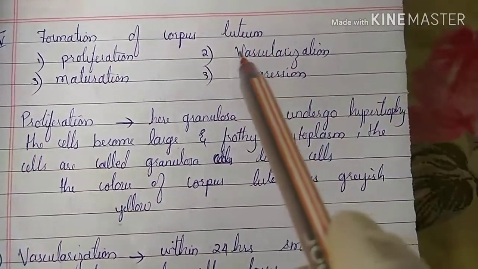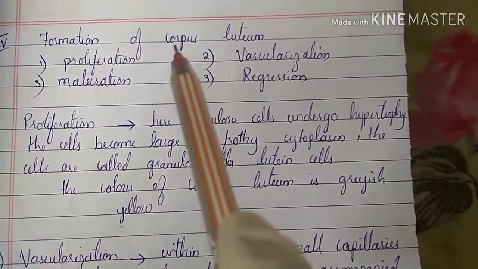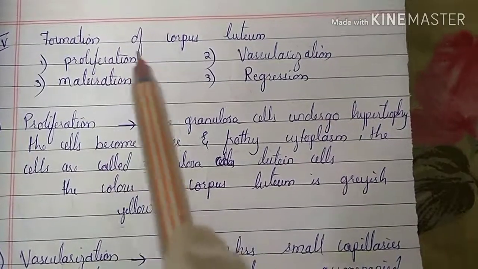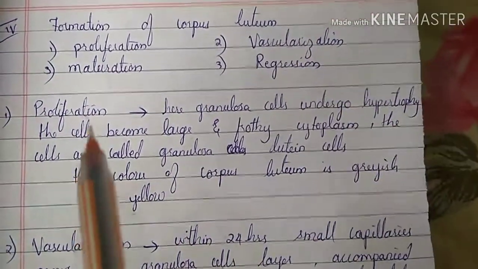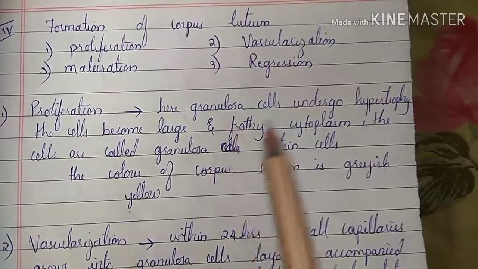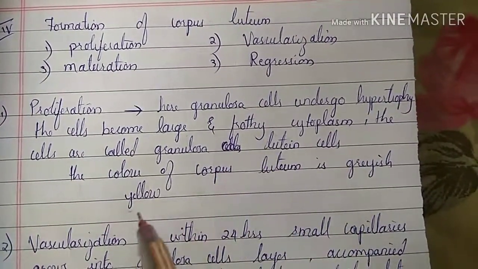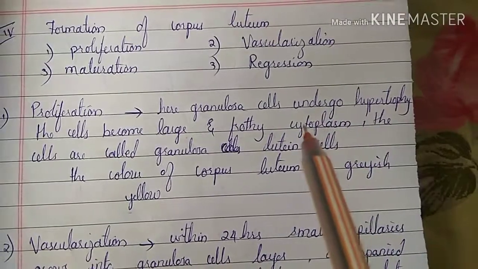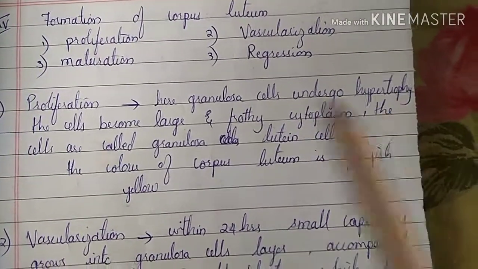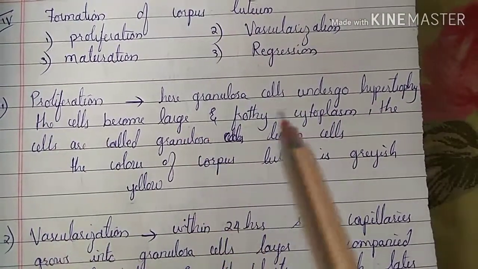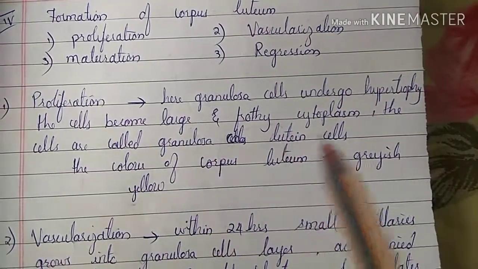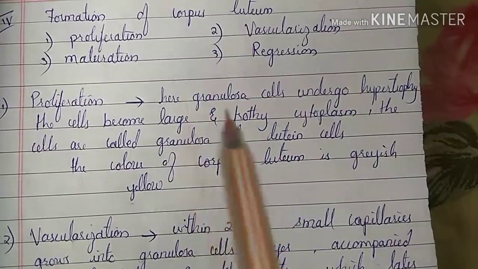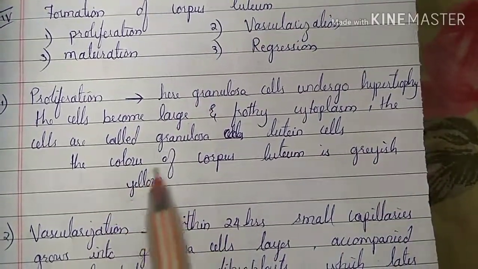After the expulsion, the remaining content forms the corpus luteum. There is proliferation, vascularization, maturation, and regression. In proliferation, the remaining granulosa cells after the expulsion of the cumulus oophorus will undergo hypertrophy. The cells become large with frothy cytoplasm. The cells are called granulosa lutein cells. The color of the corpus luteum here is grayish yellow.